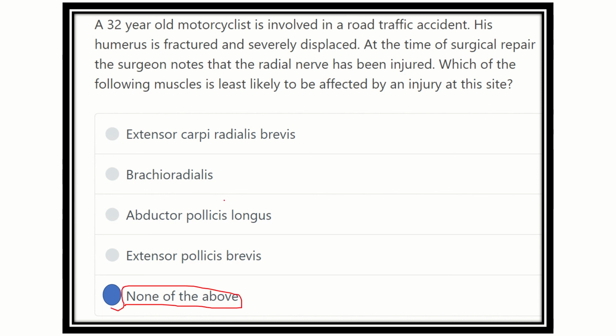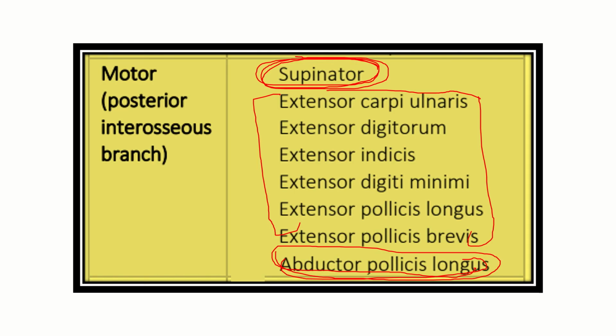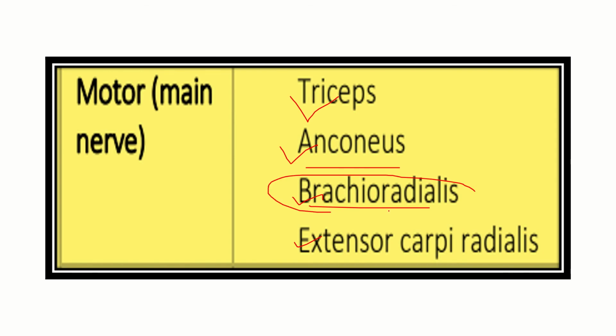So all four muscles are supplied by the radial nerve, such as extensor carpi radialis brevis. It is in the extensor group, and all extensor group muscles are supplied by the radial nerve. Then brachioradialis is also supplied by the radial nerve. Then A for abductor pollicis longus is also supplied by the radial nerve. As it is an extensor, first of all these two extensors are supplied by the radial nerve. Then abductor pollicis longus and brachioradialis, we can see this is the abductor pollicis longus here, and this is the brachioradialis. So they are also supplied by the radial nerve.